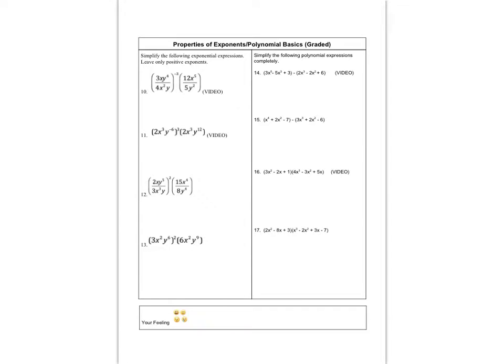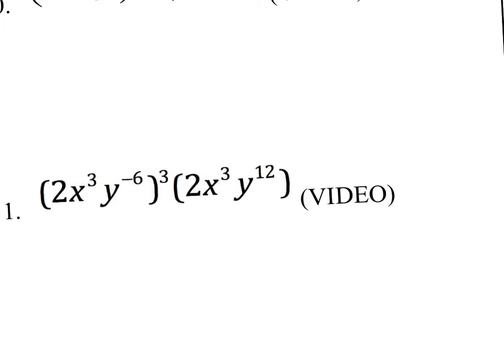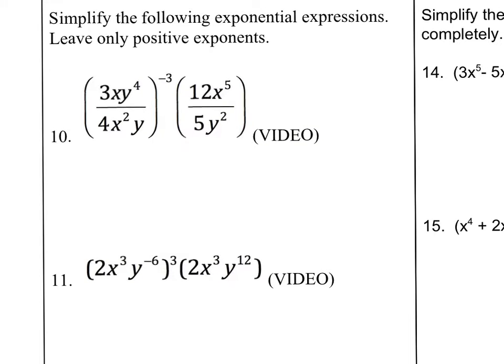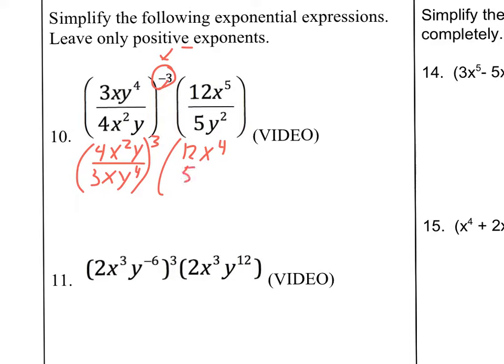Next up, we've got properties of exponents and polynomial basics. For the first one, I've got this mess of a thing going on here. I'm going to do kind of a cheating thing to deal with this exponent, and that is I'm going to do 2 parts at once. The first, the negative, means I'm going to flip this first piece. So this will become 4x squared y over 3x y to the 4th, and that's to the 3rd power. We got 12x to the 4 over 5y squared.